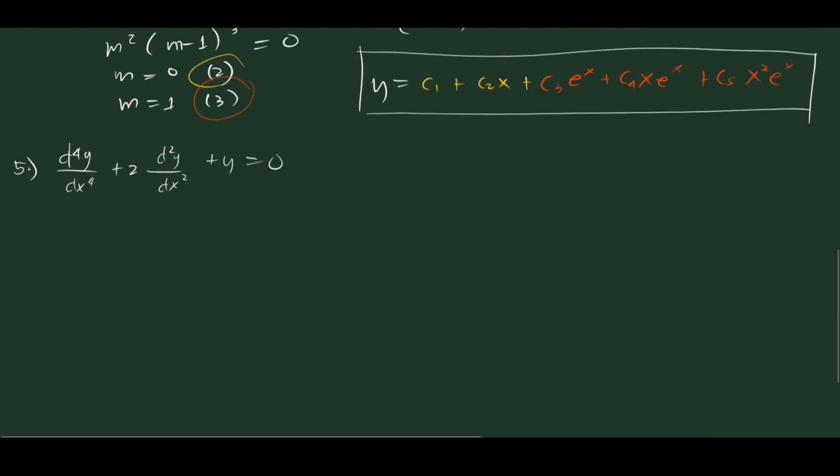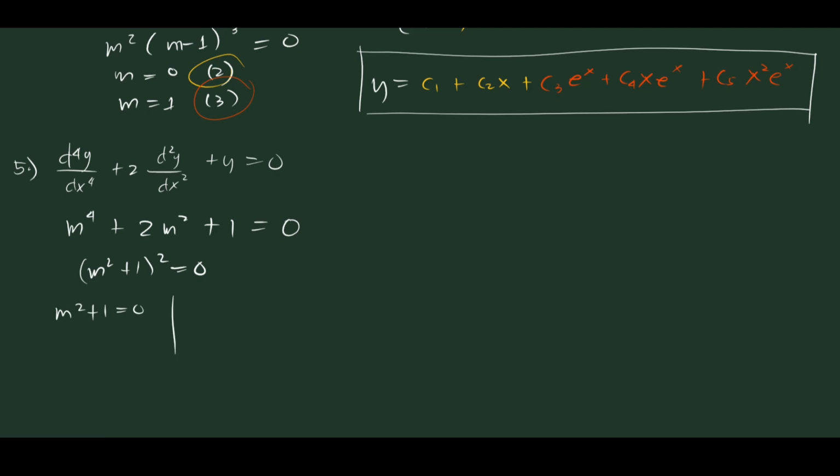So this will involve complex conjugate roots. Okay, so if we write down the auxiliary equation for this, we have m raised to 4 plus 2m squared plus 1 is equal to 0. Okay, so if we factor this out, we will get (m squared plus 1) squared is equal to 0. Now, if we apply the zero product property here, we will get m squared plus 1 is equal to 0, and m squared plus 1 is equal to 0. You will get m squared is equal to negative 1. So m is equal to plus or minus i. And the same goes for this second one. So m is equal to plus or minus i.